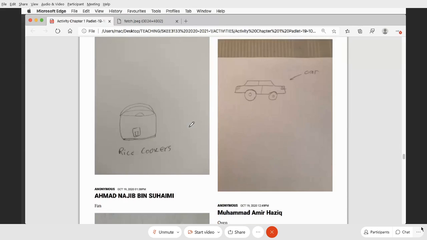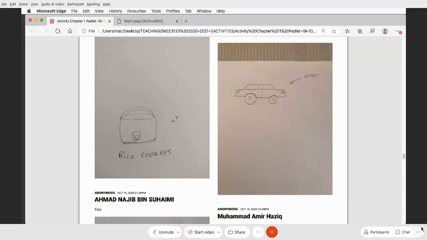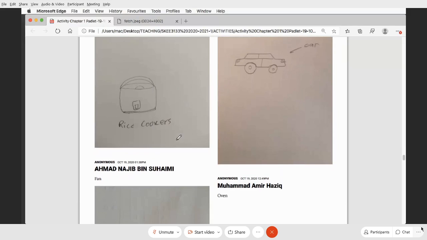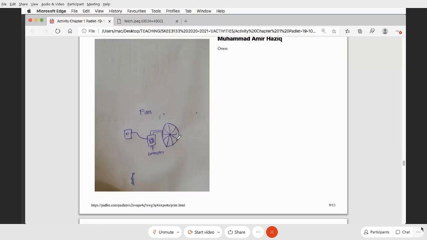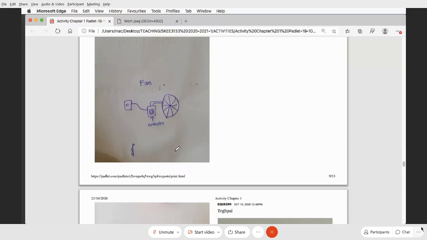Okay, any question? This one, car, the same, rice cooker. Is it open loop or closed loop? Open. Any time you use a timer it is open, because there is a timer. This one, fan, also open loop. If the system measures the current speed and compares with your set point, that becomes closed loop.